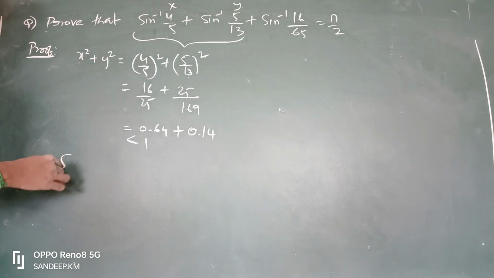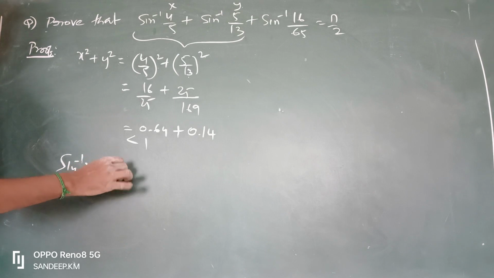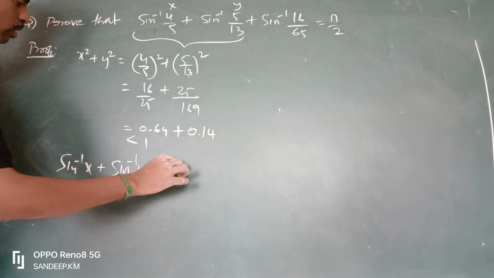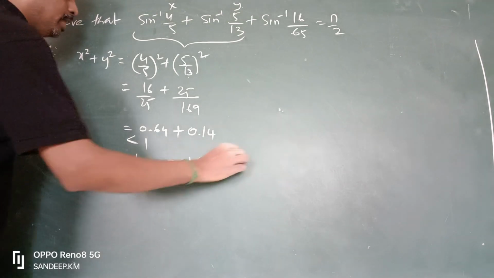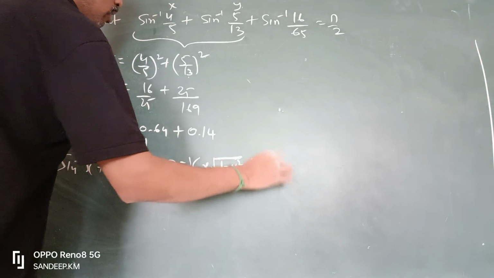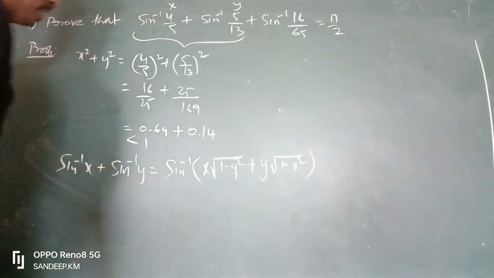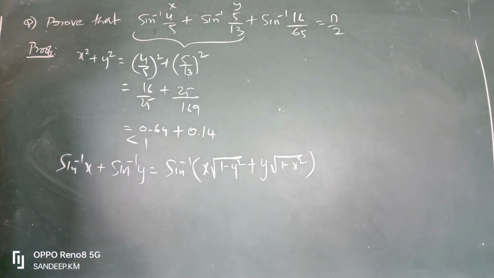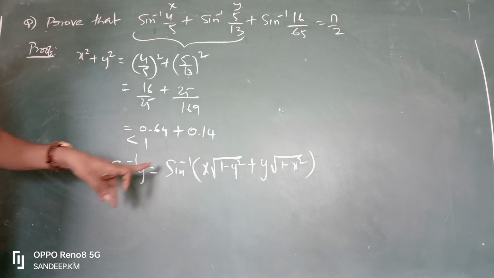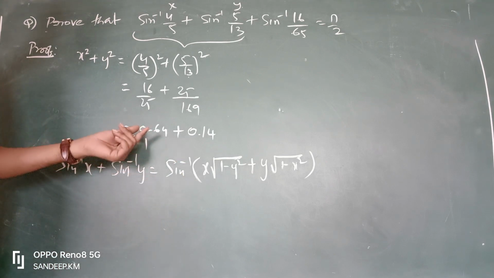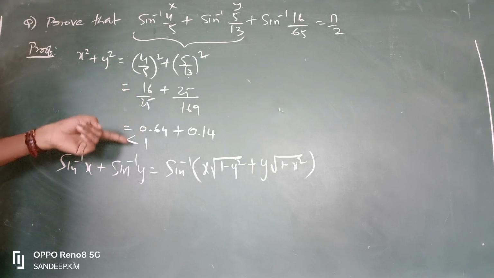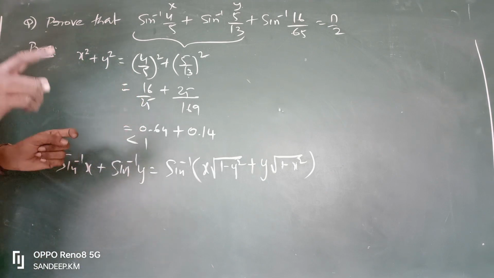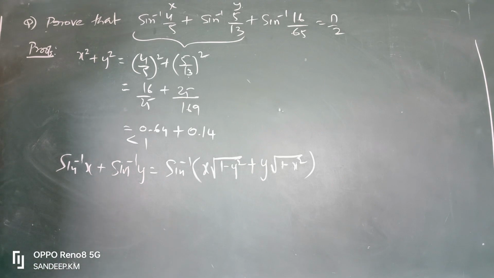So then we can say that sin inverse x plus sin inverse y is equal to sin inverse of x into root of 1 minus y square plus y into root of 1 minus x square. See, the problem in this particular chapter is that students will always overlook the formula. They will always write sin inverse x plus sin inverse y is equal to this without checking the condition, whether it is less than 1 or greater than 1. So conditions are very, very important. Keep this in mind.